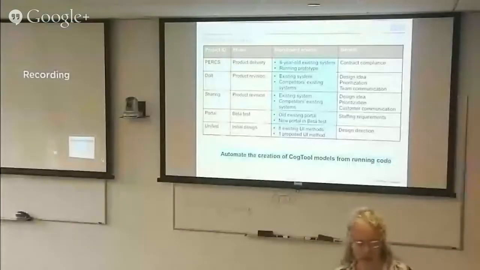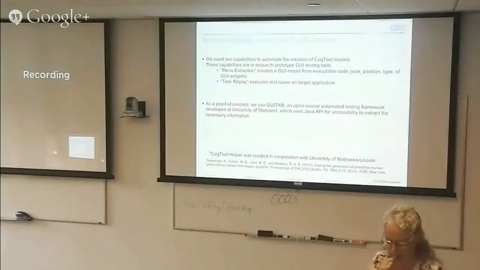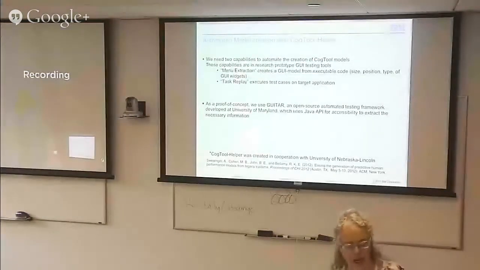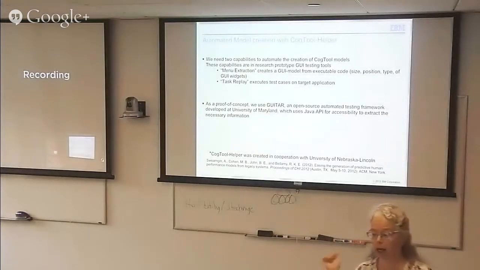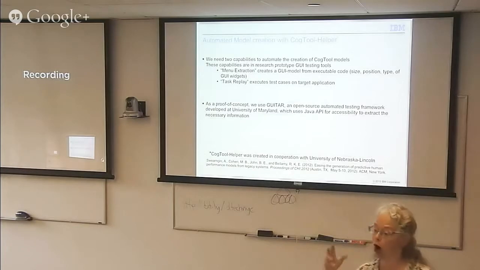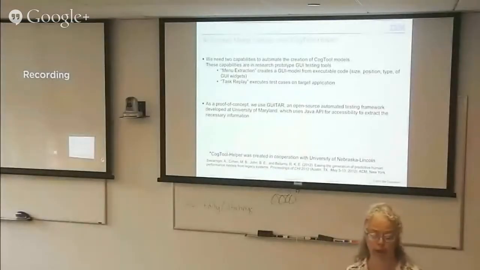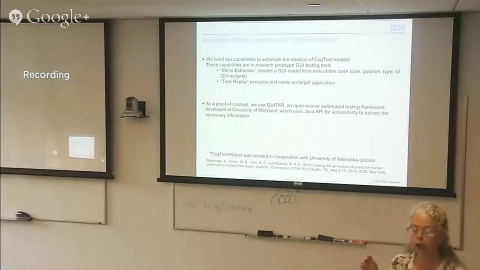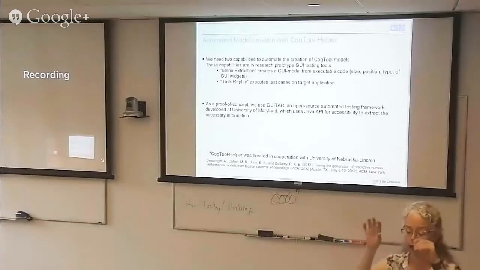So we did work with the University of Nebraska, with a student and a professor there, that we reported at CHI in 2012, something called Cogtool Helper. To do automatic model creation from existing code, we needed two capabilities. One is menu extraction. It had to go in and find the GUI. It's going to have to make the storyboard, right?